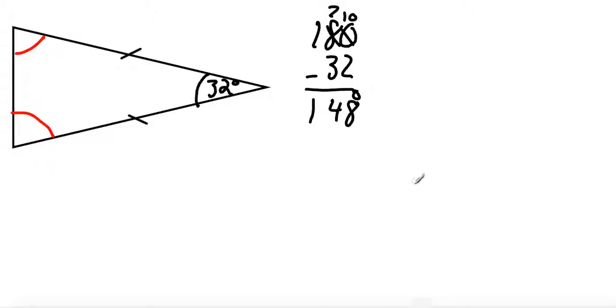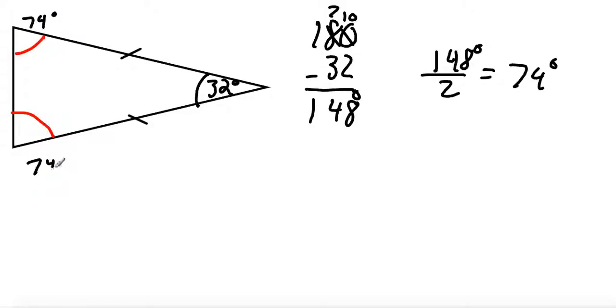And now what we'll be doing is taking this 148 degrees and dividing it by 2 so we can split it evenly amongst our two angles. And we should get that each one of these angles is 74 degrees. And again, if we add 74 plus 74 plus 32, we should get a total angle sum of 180 degrees.